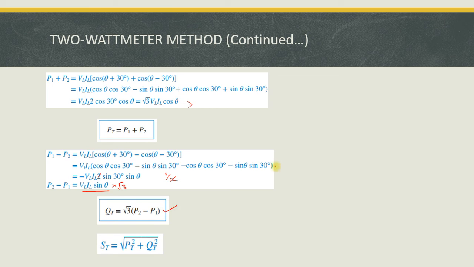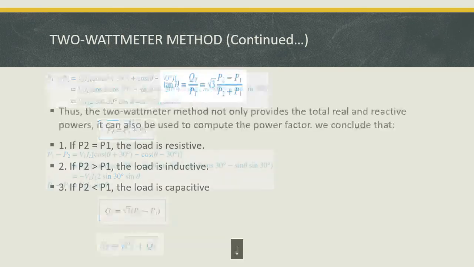These are some normal series expansions and simplifications. Just do it on your own. Therefore ST equals the square root of PT squared plus QT squared. This is the formula we know from the power triangle. So using only 2 wattmeters, we are able to find the total real power and reactive power consumed by the corresponding load. It is an effective and the simplest method to find the powers consumed by the corresponding loads.